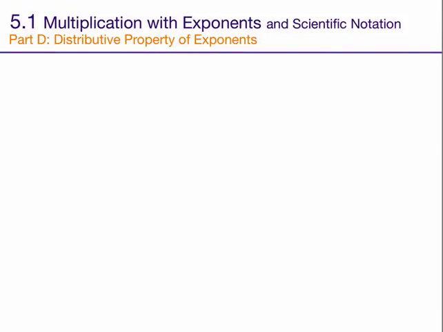Let's take a look at the distributive property of exponents. If I multiply two numbers together and raise the result to some power, let's say 4, I could look at this a couple of different ways. Using the order of operations, I can think of this as 6 first because it's inside parentheses. But what's in the parentheses is raised to the 4th power. So this is 6 to the 4th.